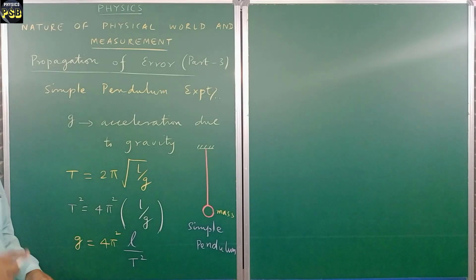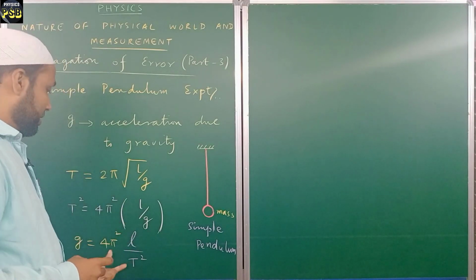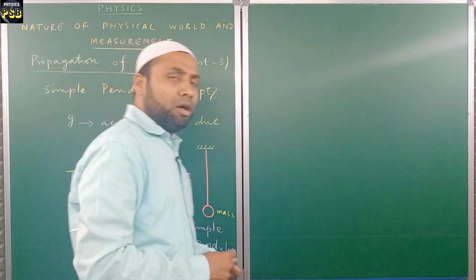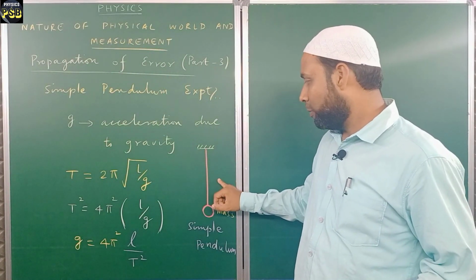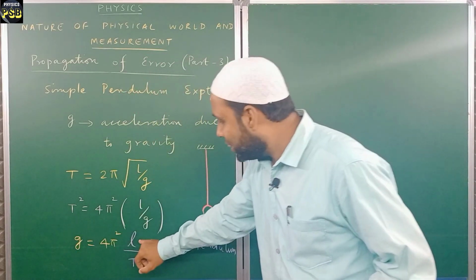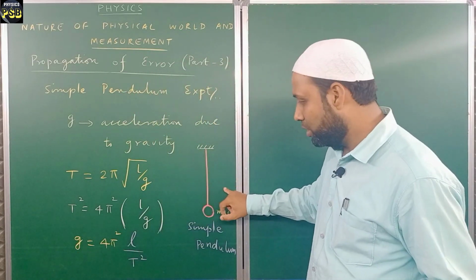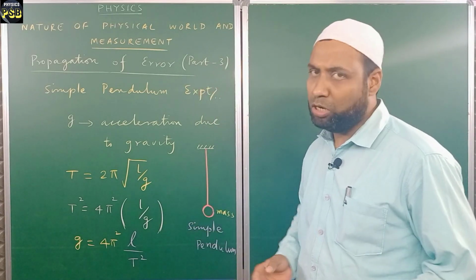Okay. Now let me explain propagation of error here in this experiment. To perform this experiment, we use a simple pendulum. To get the value of g, we must know the length of the simple pendulum and also the time taken to complete one oscillation. These two need to be measured.